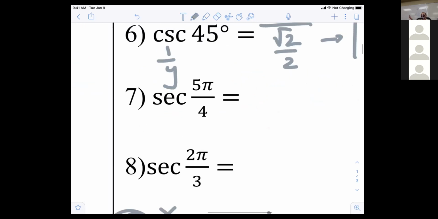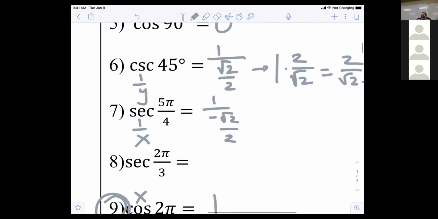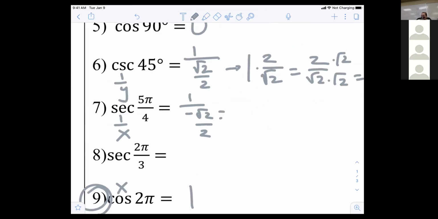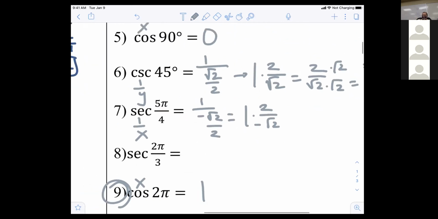Secant is what in terms of x and y? 1 over x. And then what's my x value at 5 pi over 4? Negative root 2 over 2. This is the exact same simplifying as what we just did. So 1 times 2 over negative root 2. I keep talking about patterns. We find patterns. You only have to do secant and cosecant of 45 so many times before you're like, I know it's going to be root 2.